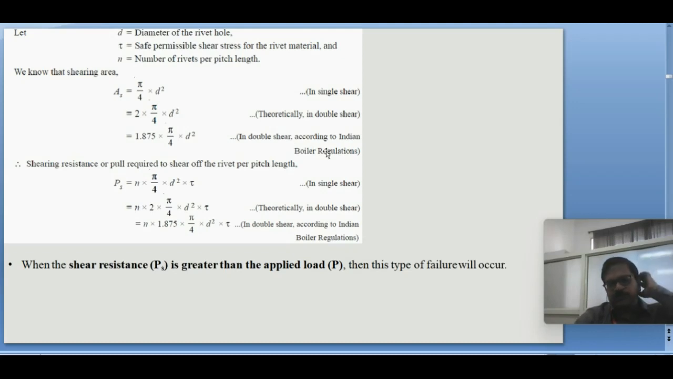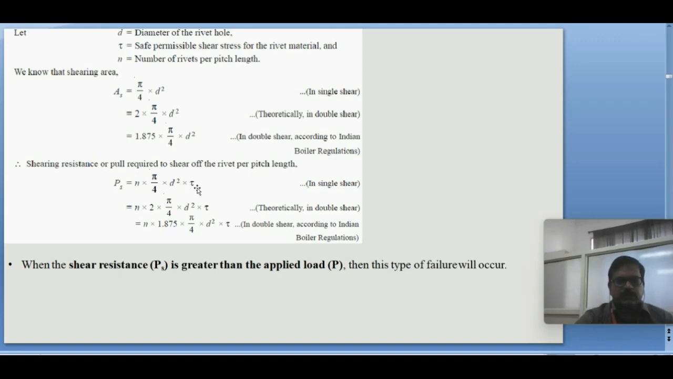According to the Boiler's regulation IBR, the double shear, instead of taking it as 2, is taken as 1.875 into π/4 d square. Shearing resistance or pull required to shear off the rivets for pitch length is taken as n into π/4 d square into tau.